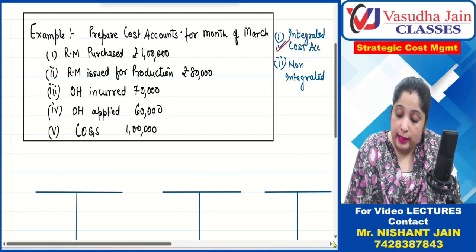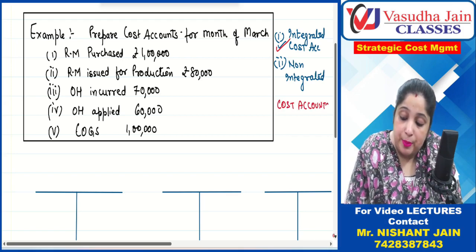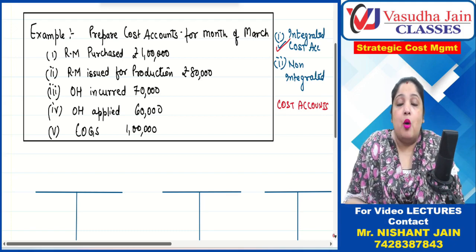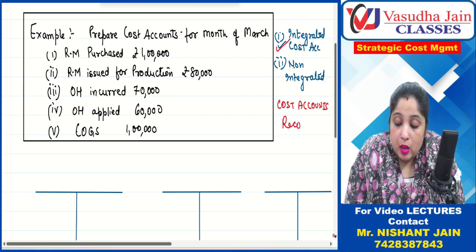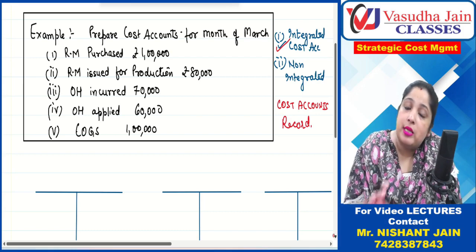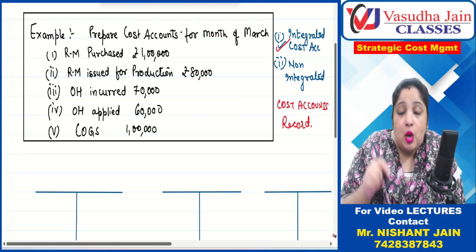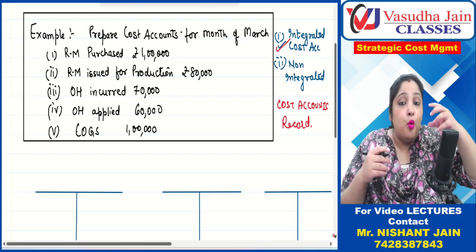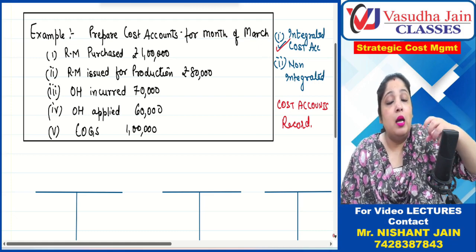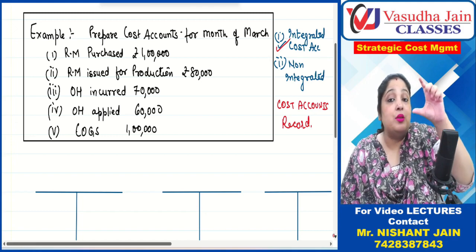Let us first understand why cost accounts are prepared. What is the purpose? If financial transactions are supposed to be recorded, we can see the financial accounts. In cost accounts, we record the movement of material. We record the formation of work in progress, how much work in progress is growing.